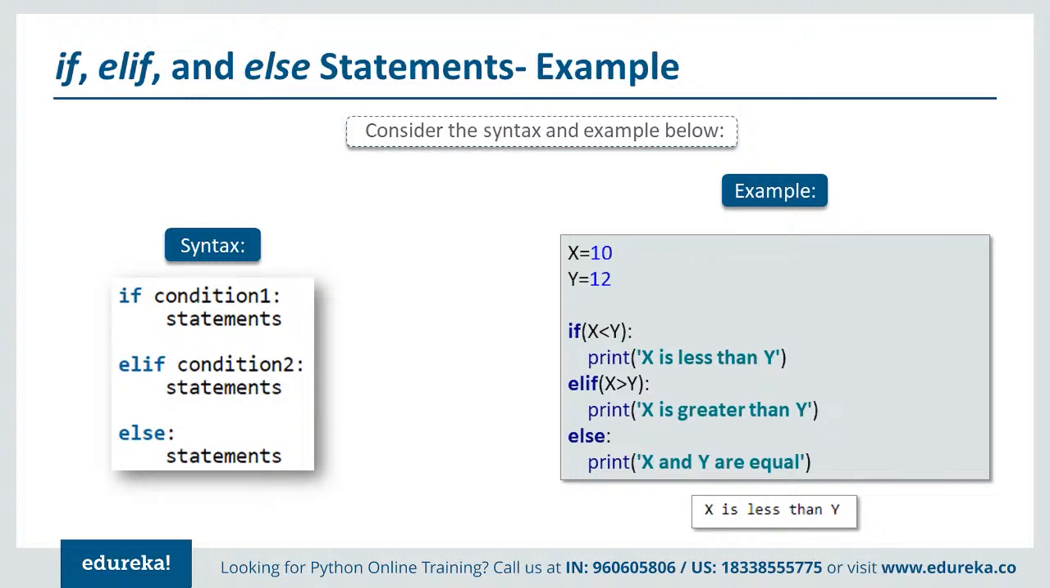So let's talk about the example over here. On the left side we have the syntax, and on the right side we have the example. On the left side you can see that we have a condition 1, and if it is success, if it is true, then some statements are executed on the system. But if we want another condition to be checked in the else part, then if condition 1 is not true, the else part will be executed.